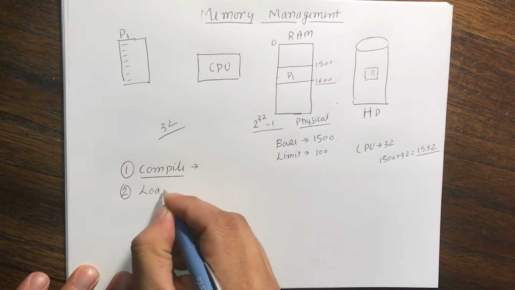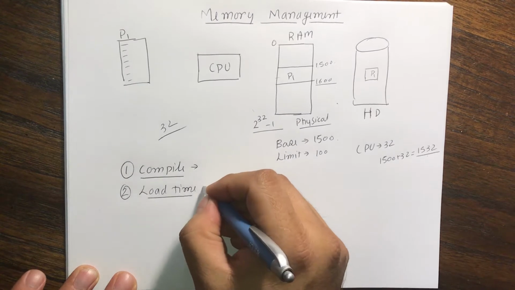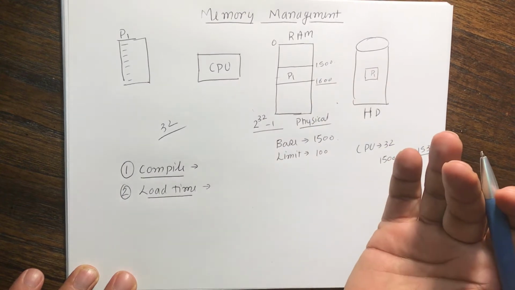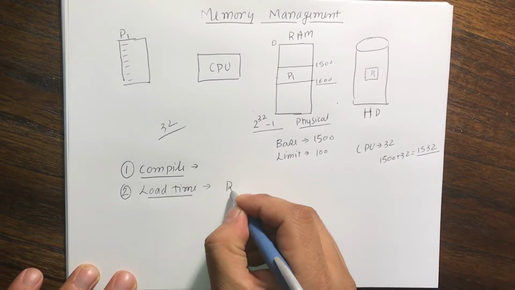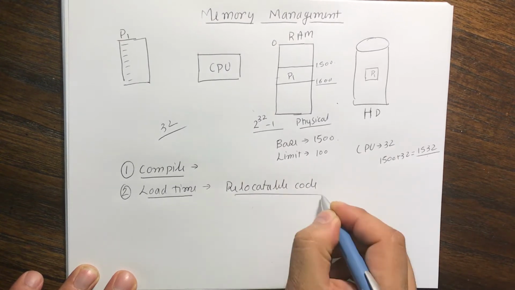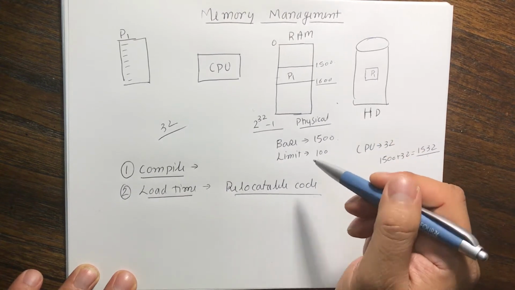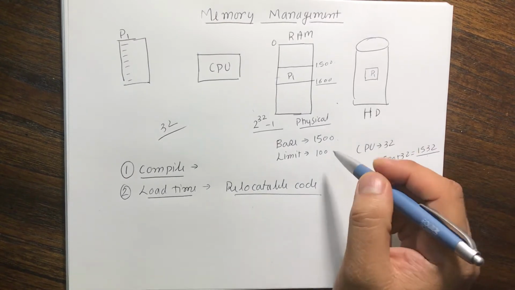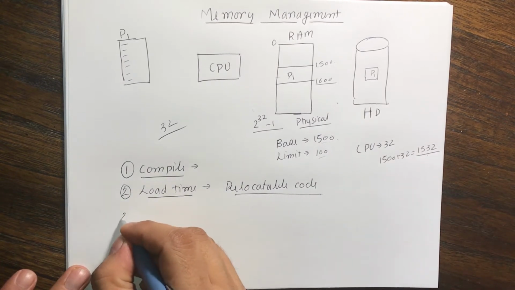Second is load time. In load time, when I compile my program, the program does not know where in the RAM it is going to get stored, so it generates relocatable code. Relocatable code means I don't know where I'll get stored, but wherever I get stored, I will assume contiguous memory allocation, and I'll have a base register and a limit register, and you can address it from that. That is called load time address binding.